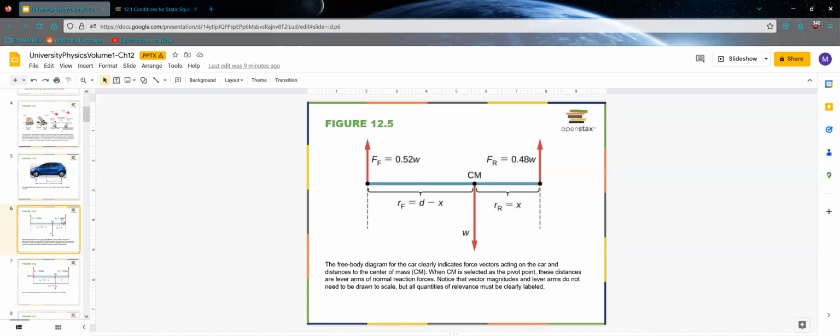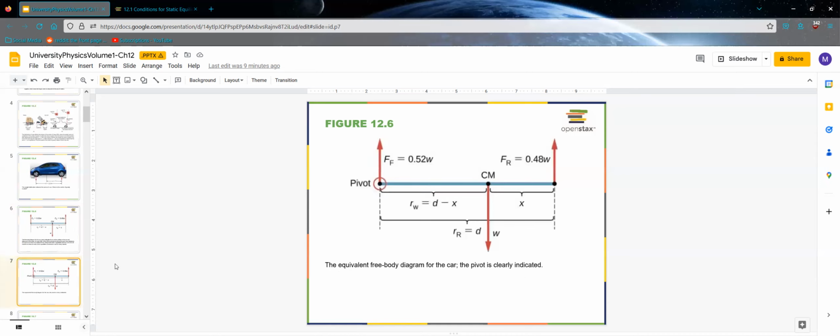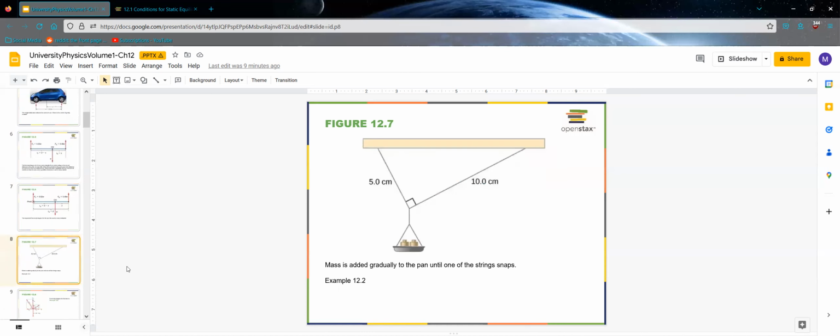If you put that little r sub f behind the center of mass at the rear, you're going to get a different result with the d minus x. If you put that with the little r sub r instead of the little r sub f, you're going to get different results. Important to follow through and do proper paperwork with all these conversations.